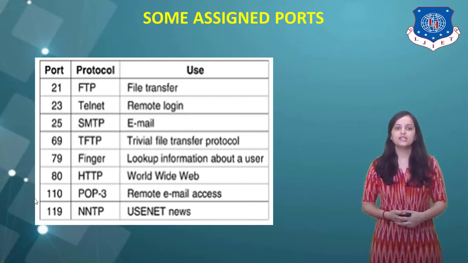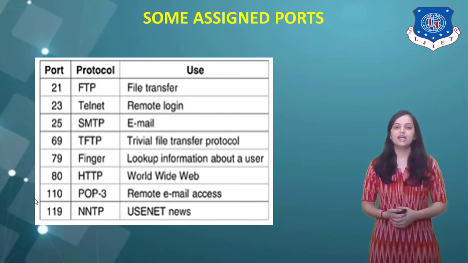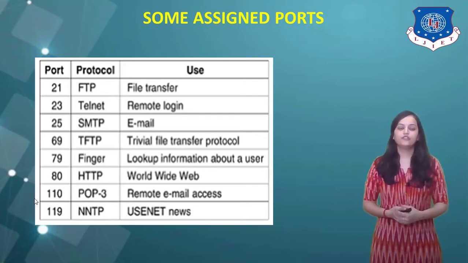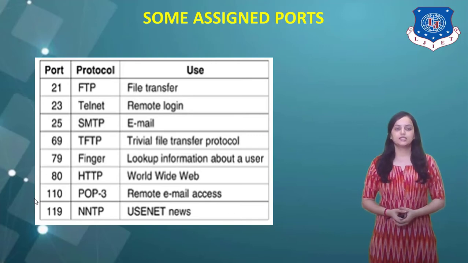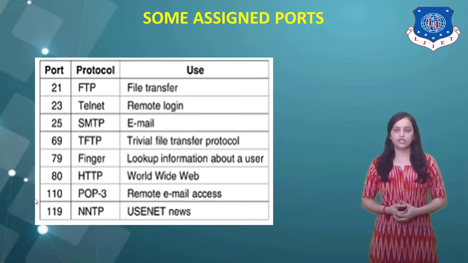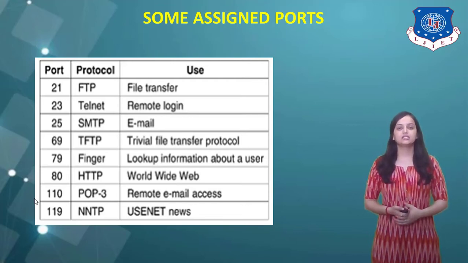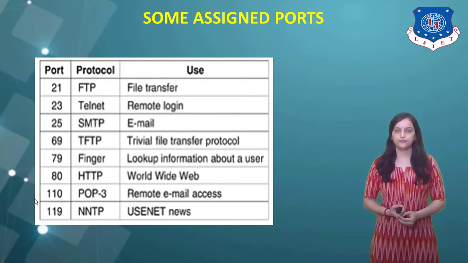Next port number is 69, where the protocol is TFTP, which stands for Trivial File Transfer Protocol, and its uses are similar to FTP, but here it is used for trivial file transfer. Next port number is 79, that is the Finger protocol. It is used to look up information about a user. Next port number is 80, that is the protocol HTTP, which stands for Hypertext Transfer Protocol, which is the basis for the use in the World Wide Web.